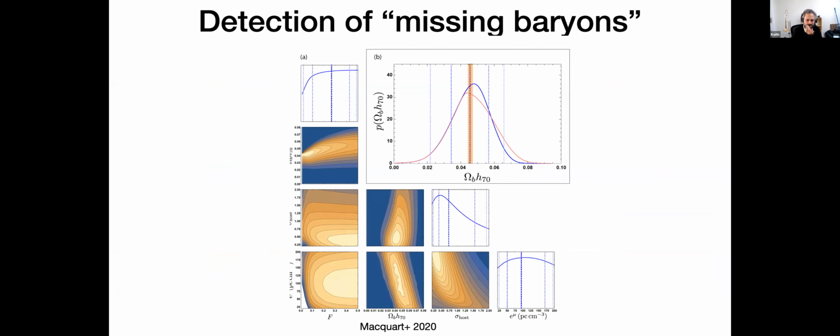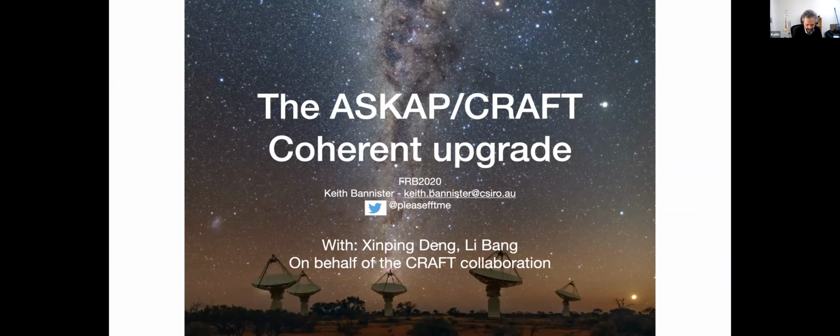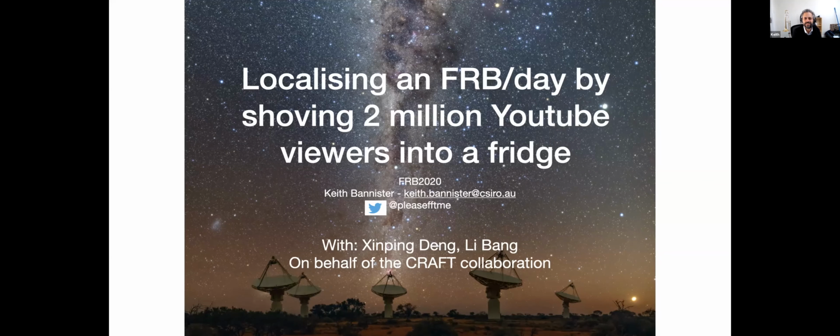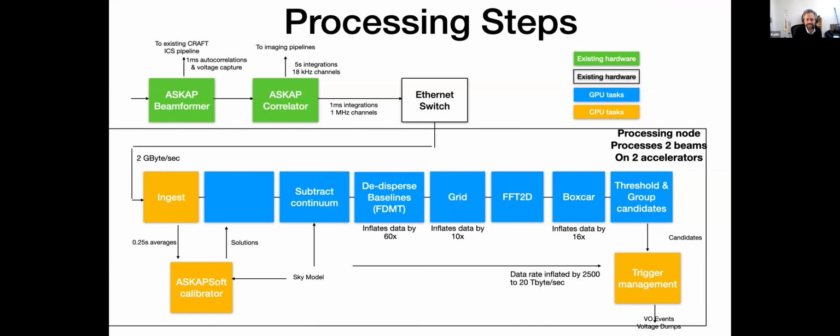So we hope to do that a bit more in the future with an upgrade that I'm currently working on. This is what we call CRACO, or the CRAFT Coherent upgrade. You can also call it localizing an FRB a day by shoving 2 million YouTube viewers into a fridge. I'll explain that maybe another time. Needless to say, it's a lot of work, but we're getting close to doing it, and it's going to be good.